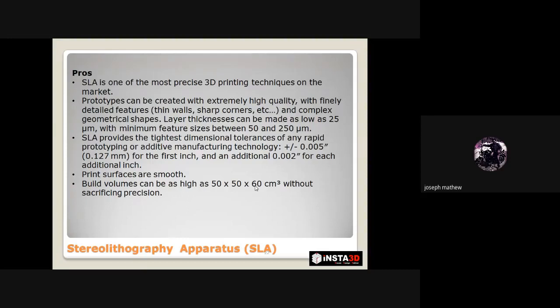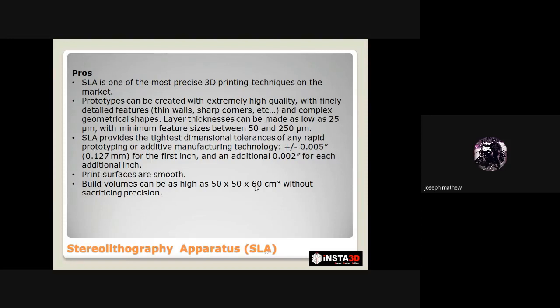So coming to the pros of SLA technology, this is one of the most precise 3D printing techniques, and it can reach high quality. High-detail features can be 3D printed using an SLA 3D printer. And layer heights as low as 25 microns can be attained using an SLA 3D printer. The dimensional tolerance is also very high in the case of an SLA 3D printer.